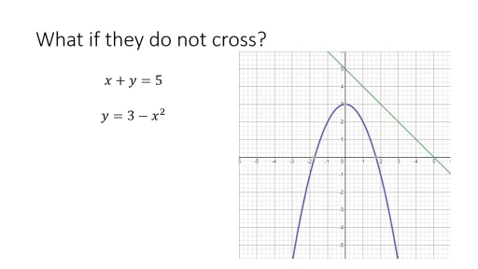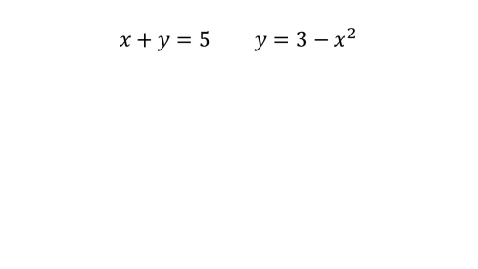So what if they don't cross? Are we still going to get an answer? And the answer to that is yes. You can always get an answer in mathematics. So let's say we have these two functions, and what you want to do is solve for one of the variables. It doesn't matter which one. This one actually has it already set up where you can solve for the y.